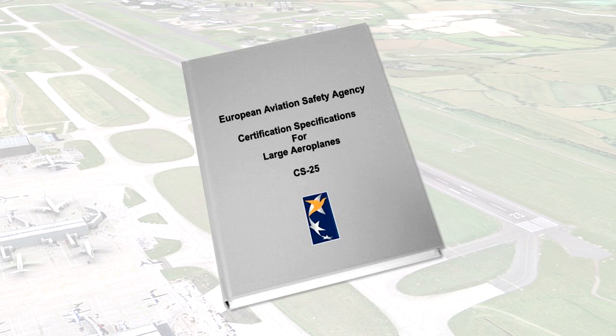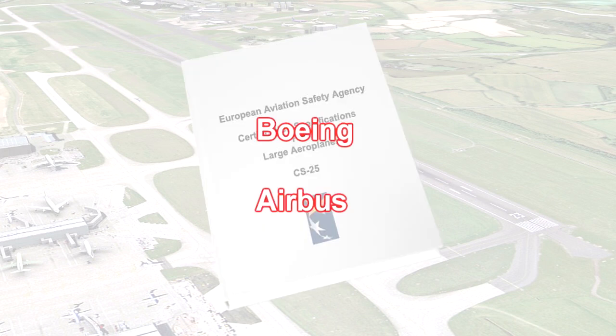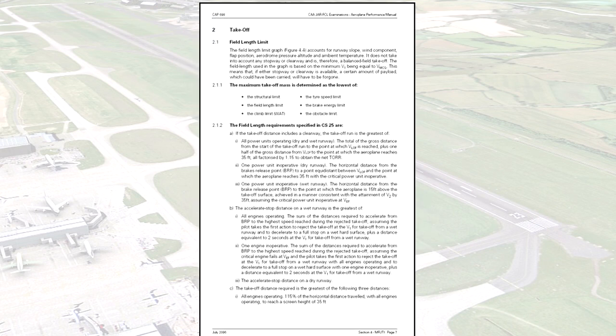However, there is a lot of information, and the majority of it is well beyond the scope of the learning objectives. The information in CS25 is mainly for the manufacturers of large airliners. However, a brief look into these requirements is important. In CAP 698, on page 7 of section 4, there are very simplified versions of the field length requirements.